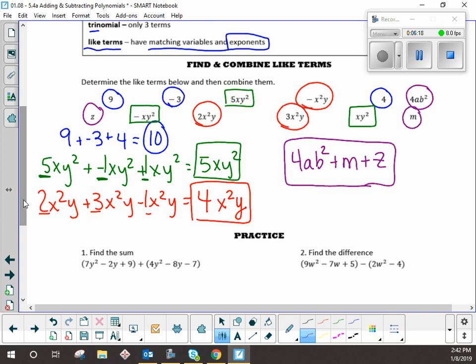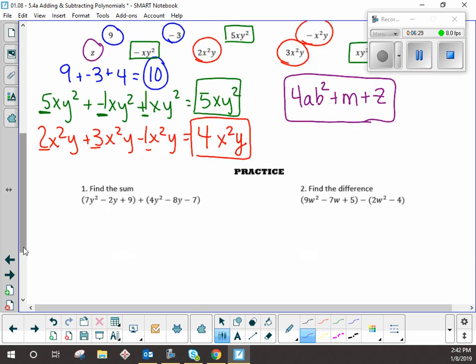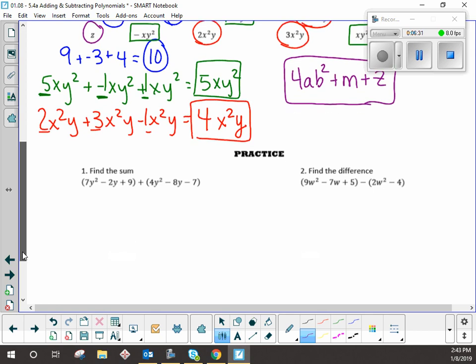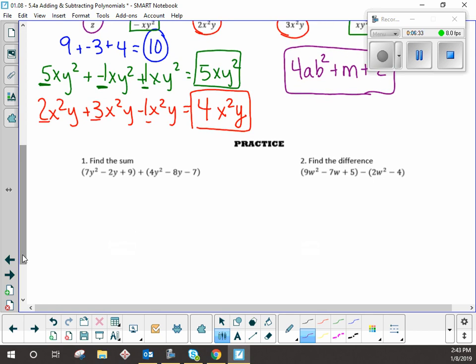Okay, so what we practiced here was finding like terms and combining them. But it was just a cloud of stuff, right? So we're going to do the same skills down here, but it's an actual math problem now, where it's set up like we're normally used to seeing. So number 1 says find the sum. Sum means we're adding. So you see the addition between the 2 groups, the 2 polynomials. So you are going to only combine things that are like terms.